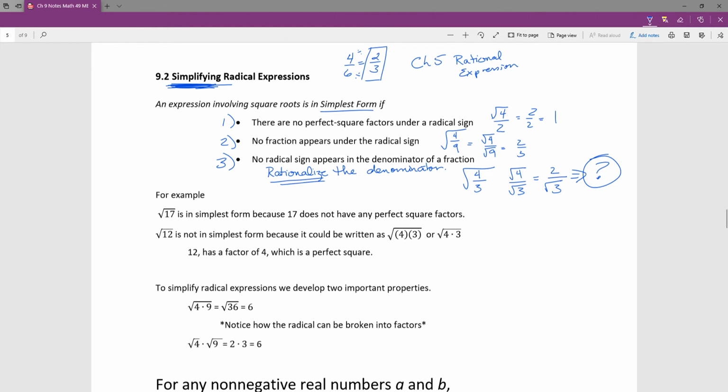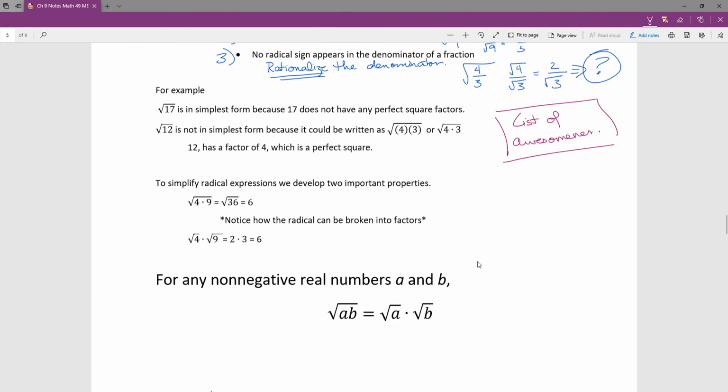So just a quick recap of what we were dealing with. One thing that is a valuable tool is, and I'm going to switch colors for this, the list of awesomeness. The list of awesomeness is key because it's the very first thing that we have to deal with when we're simplifying radical expressions. In these ones, we've got a few examples here. We're going to start with that first criteria as we go through. So if we have the square root of 17, we can't make that any better. There are no factors of 17 that are perfect squares.